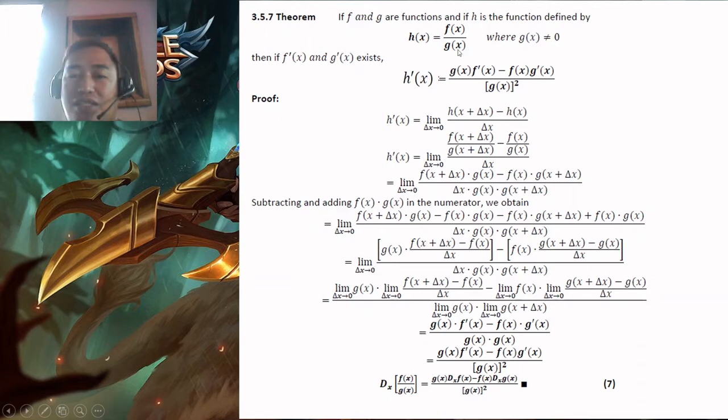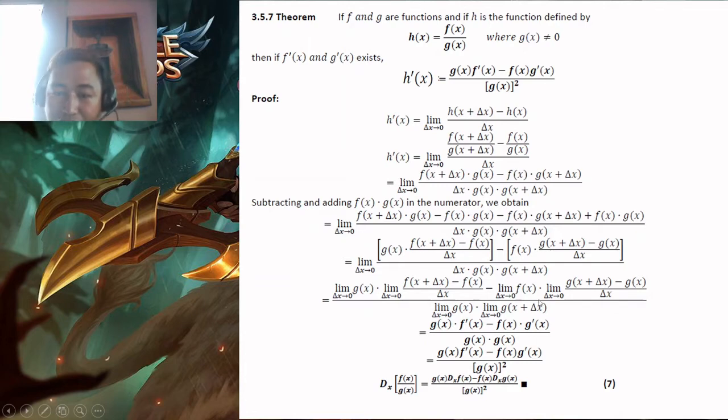Ang h of x. So, ang h prime of x class dapat mag-exist, and then our g of x is not equal to 0. Dapat mag-exist ang mga derivatives. Kung dili class, dili ma-solve si h prime of x. Okay. So, first class, we copy g of x, and then derivative sa f prime of x. Pero class, minus na siya diri. So, minus f of x times derivative sa g prime of x, over, i-square ang denominator, g of x squared.